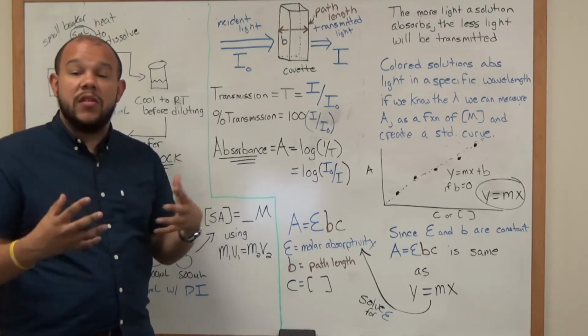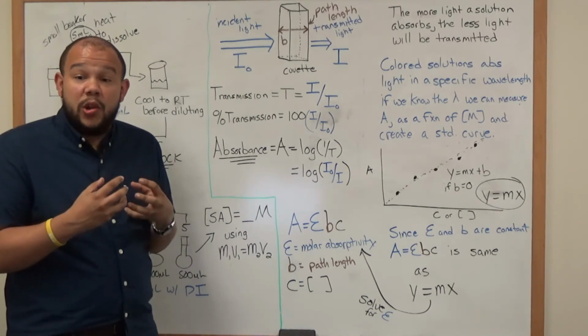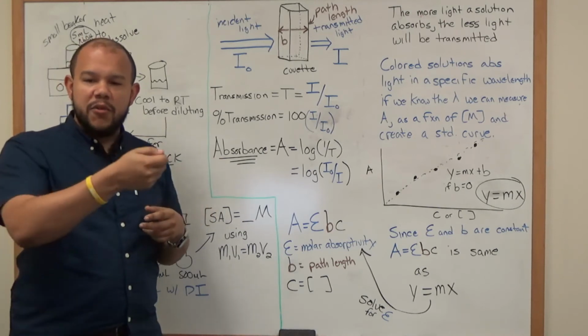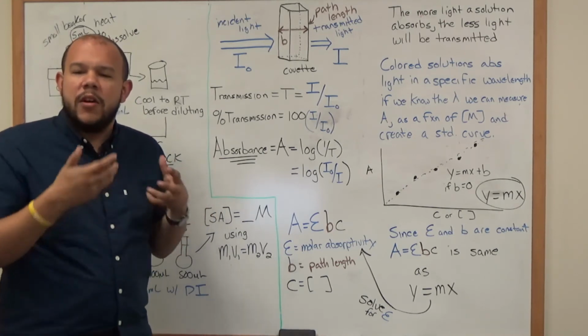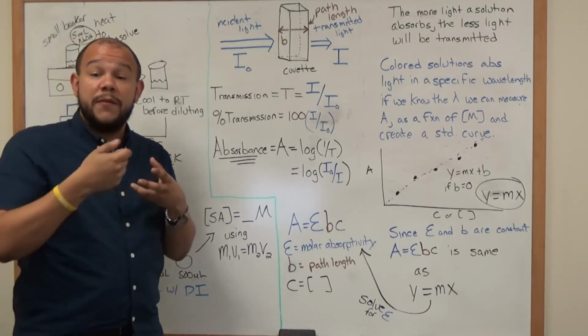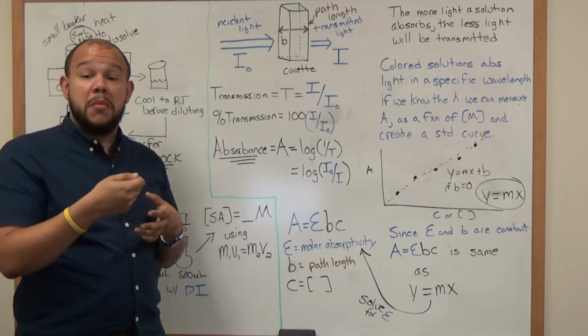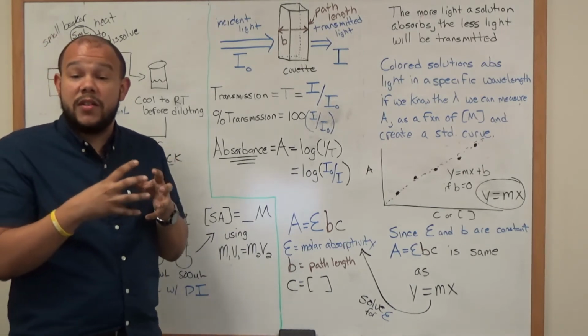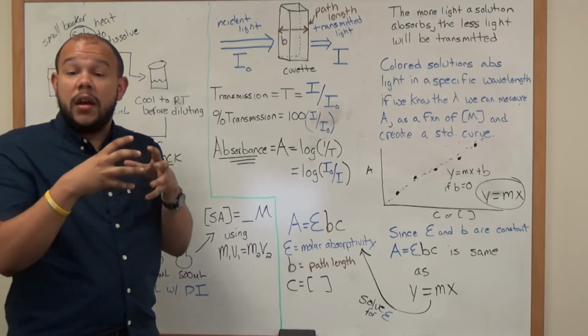And this should make sense intuitively. If you have a dark colored solution, getting light through it is going to be difficult. If you shine a light through some Coca-Cola, it will be tough to see the light on the other side. But if you shine it through some water, you might be able to see that light, right? Because there's nothing in that water necessarily that's absorbing a lot of visible light.